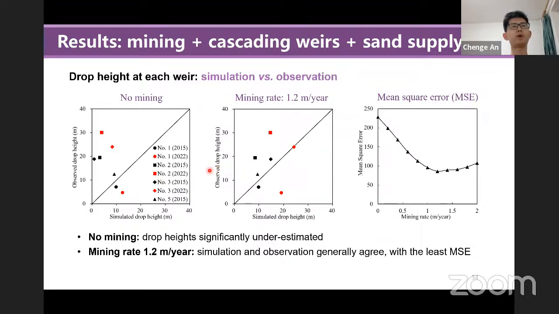We have the measured values at 2015 and 2022. And the left figure shows the scenario without mining, and we can see that the simulated drop height is significantly underestimated compared with the observed values. But when we apply a mining rate of 1.2 meter per year, the simulation and observation generally agree. We tested different values of mining rate, and we find that the mining rate of 1.2 meter per year is about the value with the smallest mean square error.